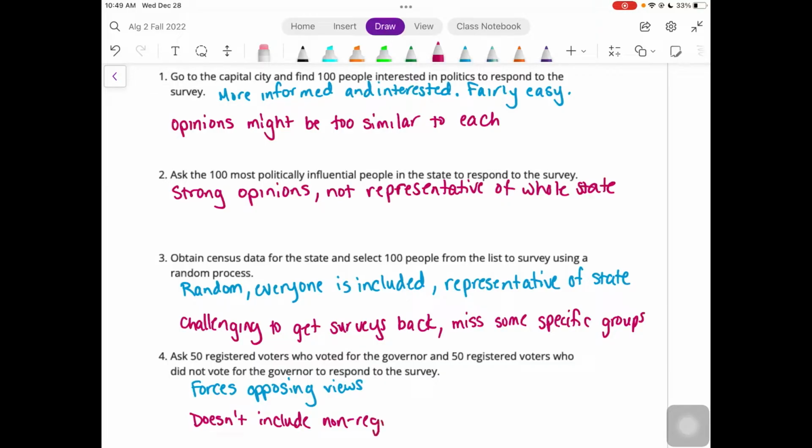And then also, it could be that maybe the governor won by a landslide. And so if you're getting 50% of people who voted for him or her and 50% who didn't, then it might be unevenly balanced one way or the other. So it may not be representative of the entire population.